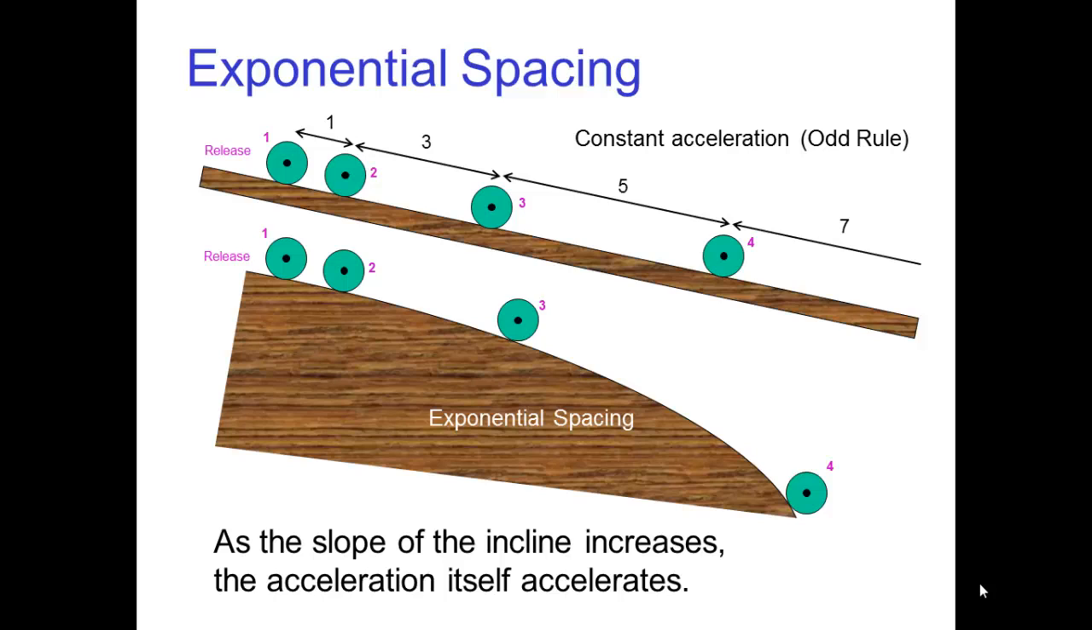Another way to understand the texture in the spacings for tipping motion is this. A ball rolling down a straight ramp has spacings that follow the odd rule. But a ball rolling down a curved hill has spacings that increase at a faster rate than the odd rule. Tipping motion has spacings similar to those of the ball rolling down the curved hill.